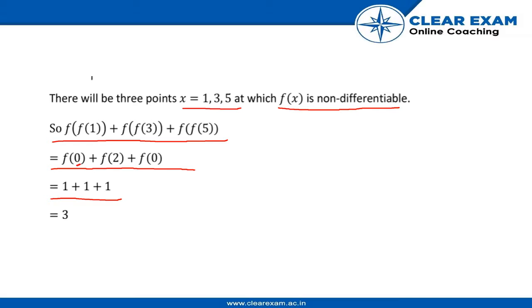Now here we get f of 0 by using the function that is given to us, that is the modulus of 2 minus modulus x minus 3, and putting the value of x here we get 0. By putting the value of x is equal to 3 we get 2. By putting the value of x is equal to 5 we get 0. Now again by putting the value of 0, 2 and 0 we get 1, 1 and 1. Now adding 1, 1, 1 we get 3. So the answer is 3.